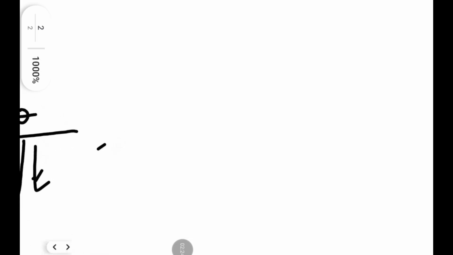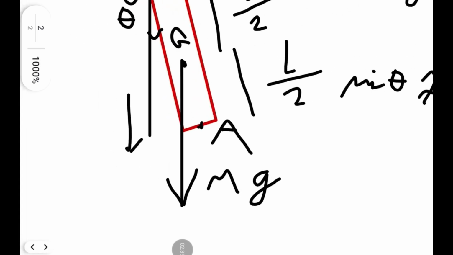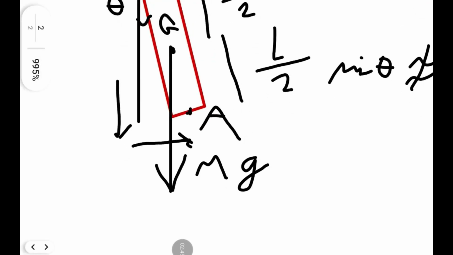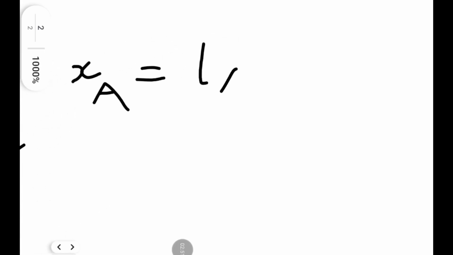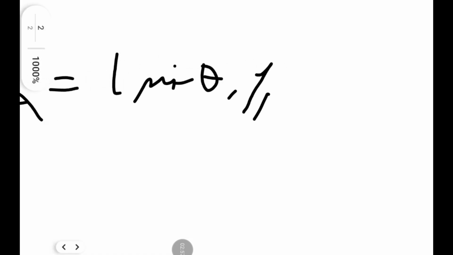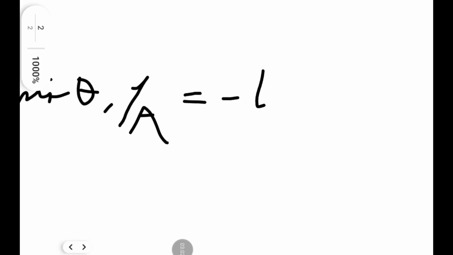So we know that x of the end A, if we look at trigonometry, is how far it is horizontally from the pivot to A. The angle theta is measured from the vertical, so that's going to be L times sine of theta. And then for y of A, it's minus L times cosine of theta.